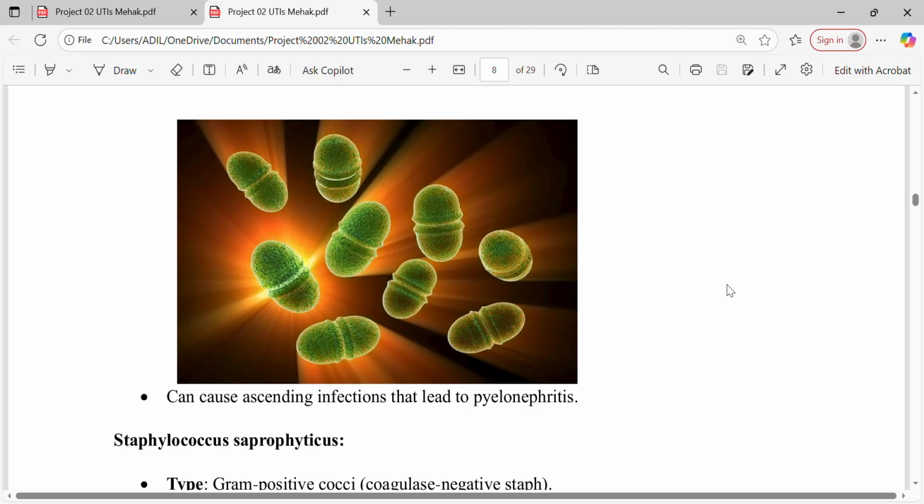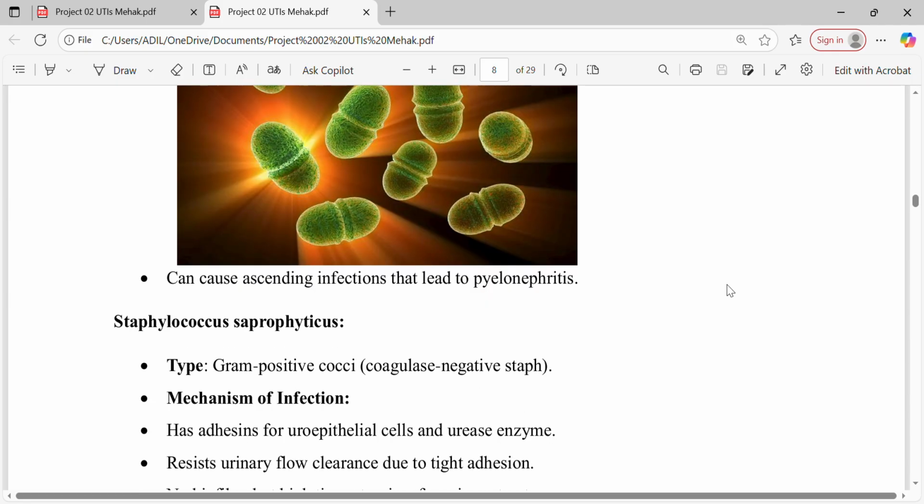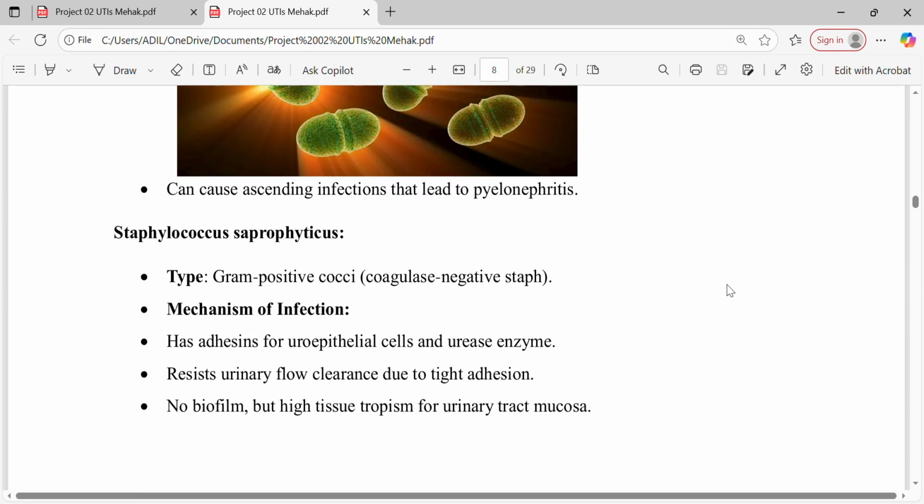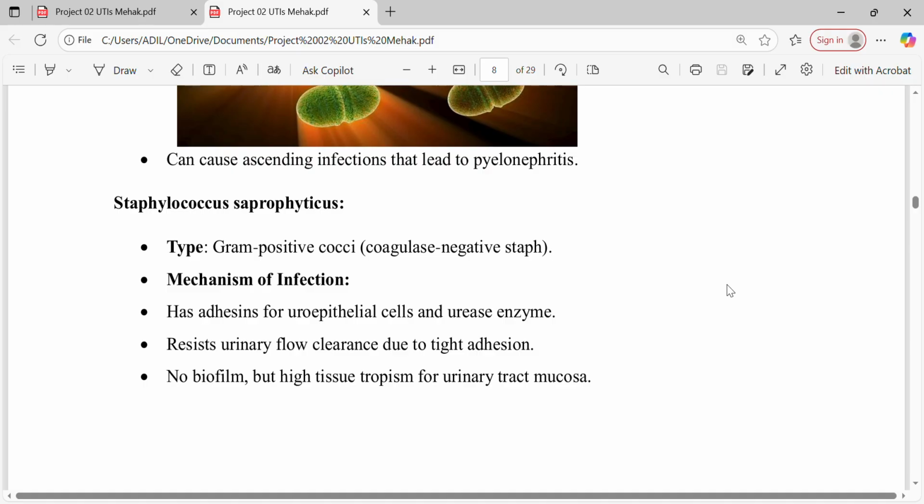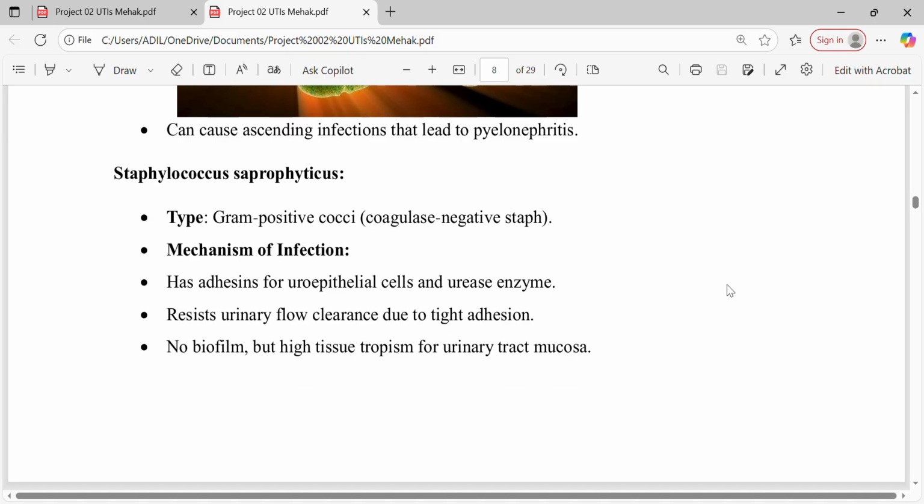Can cause ascending infections that lead to pyelonephritis. Staphylococcus saprophyticus. Type: gram-positive cocci. Mechanism of infection: has adherence for uroepithelial cells and urease enzyme. Resists urinary flow clearance due to tight adhesion.